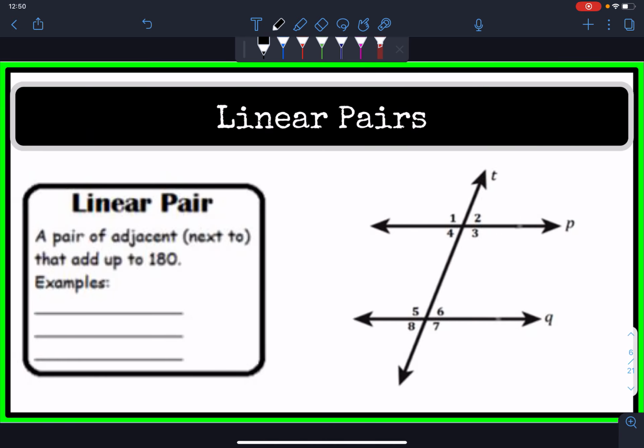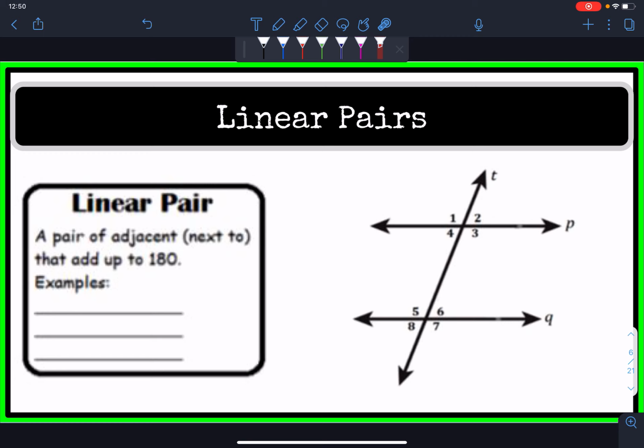Now linear pairs, that definition doesn't change. A linear pair is a set of adjacent angles, next to each other, two adjacent angles that add up to 180 degrees. So in this example, we have several sets of adjacent angles. We have angles 1 and 4, angles 1 and 2, angles 2 and 3, and then angles 4 and 3. Those are all linear pairs.